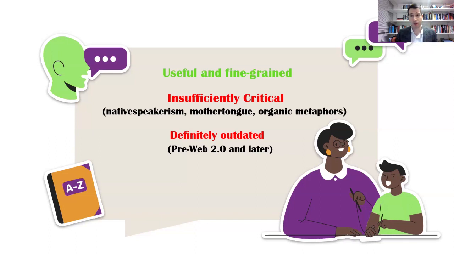Now, there are 2 aspects that I'm worried about. The first one is that this guide is insufficiently critical, meaning there are language ideologies which are reproduced throughout the entire text, including native speakerism, mother tongue, and the use of organic metaphors. If you don't understand any of these, please visit further videos in this channel. And the other big problem is that this guide is definitely outdated. It was published in 2003, meaning most of the legwork was already done by 2002, probably. And this is way before the explosion of Web 2.0.